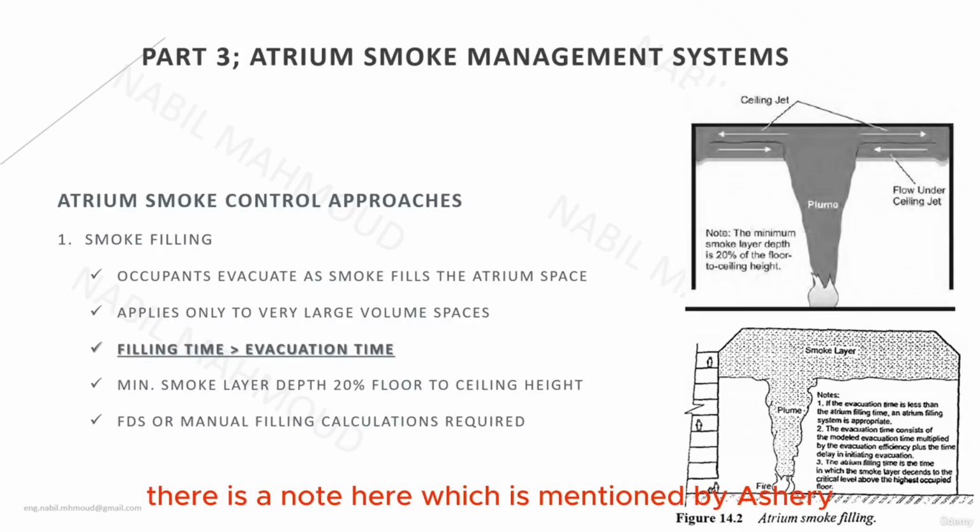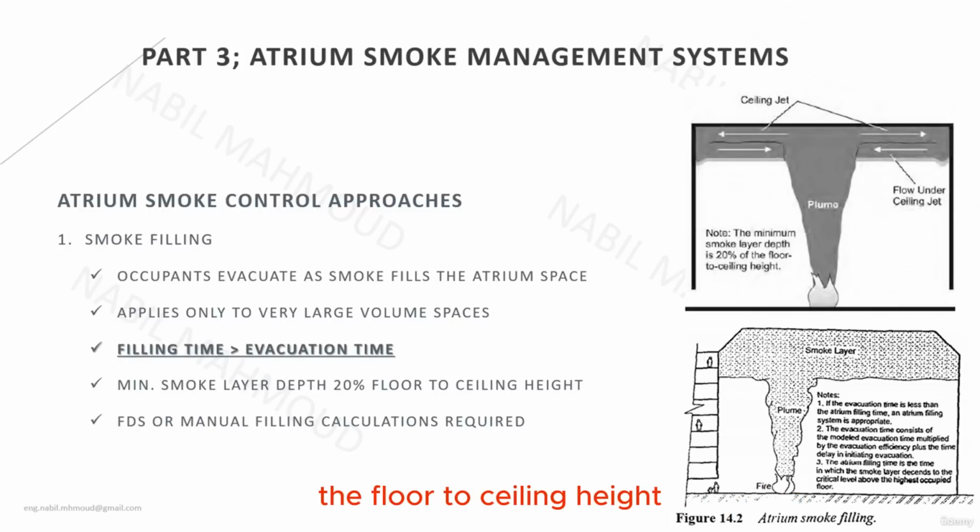There is a note here which is mentioned by ASHRAE that the minimum smoke layer depth is 20% of the floor to ceiling height. This means that the volume or the enclosure of the smoke filling reservoir should have a minimum depth of 20% of the floor to ceiling height.